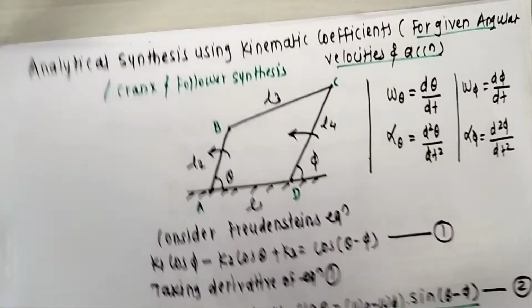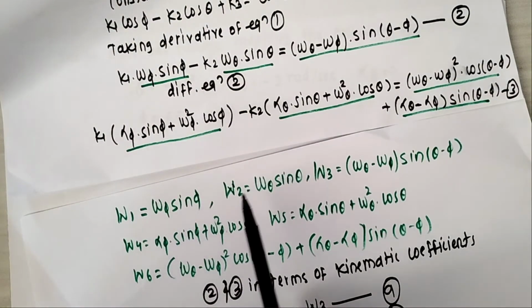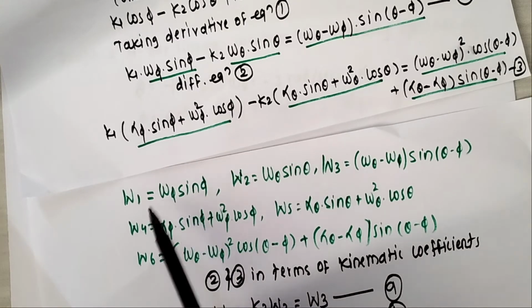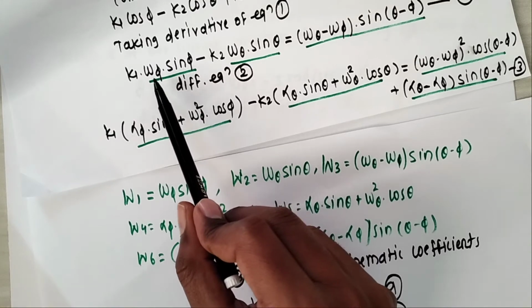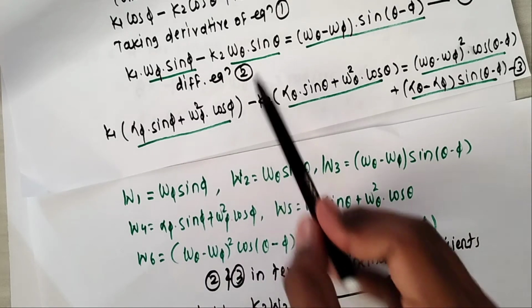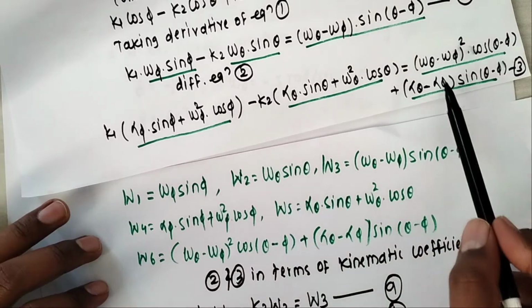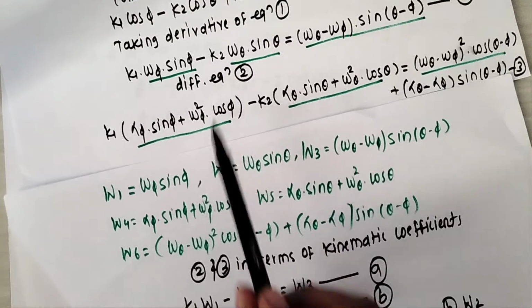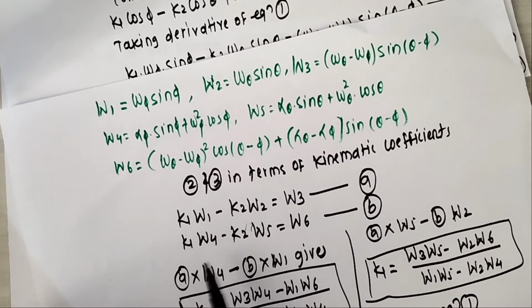So from this equation, this W1, W2 up to W6 represent kinematic coefficients. So W1 we write from equation number 2, that is omega phi sin phi. W2 is omega theta sin theta, and so on. Likewise, we write these kinematic coefficients, and then equation 2 and 3 are written in this format. That means we replace these terms by kinematic coefficients W1, W2, W3, W4, W5, W6.